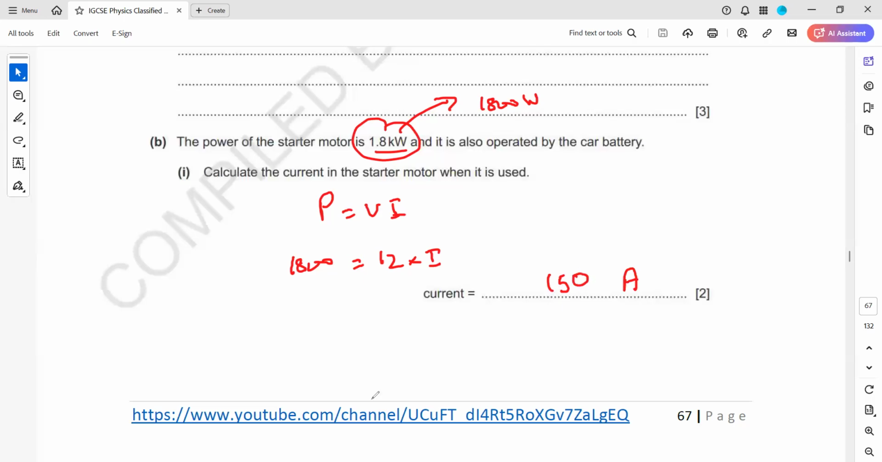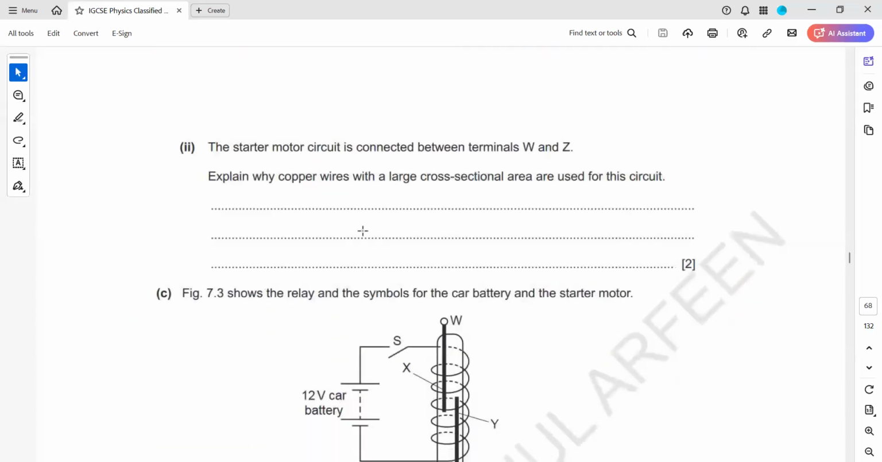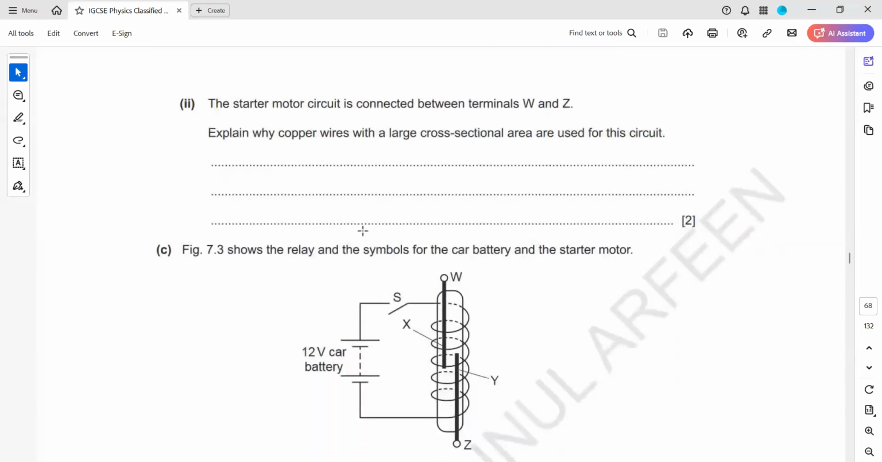Sir, how? There are 180. 1800. 1800 divided by 12. Say the number correctly, sir. I said 1800. This is not 1800, it means 1800. Sir, then how much is 1900? 1900. Yeah, the starter motor, yes.